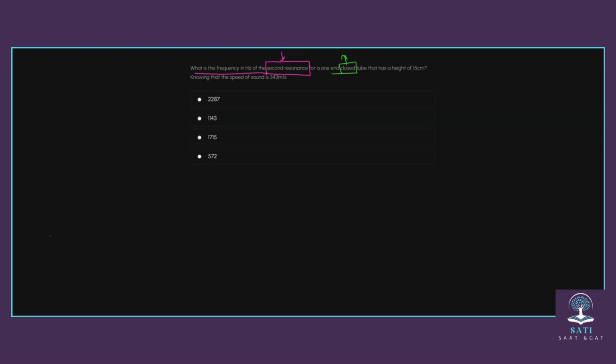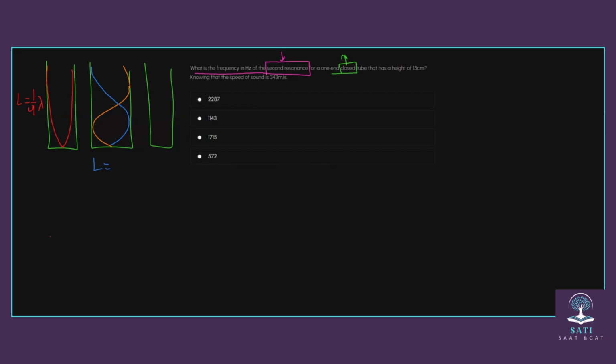Now, as we know, for closed tubes, the first resonance occurs when the length of the tube equals a quarter lambda. While in the second one, as we know, it's going to be 3/4 lambda. So for the second resonance, the length of the tube will be 3/4 of lambda.